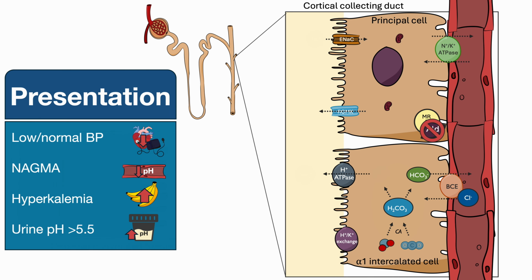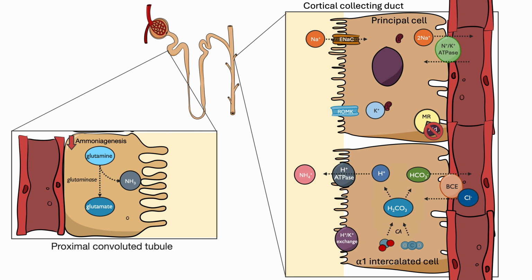Downregulated ammoniogenesis plays a larger role in a type 4 RTA. This is because in chronic hyperkalemia, ammoniogenesis in the proximal convoluted tubule is downregulated. We briefly touched on this mechanism in the acid-base handling by the cortical collecting duct module. When extracellular potassium is high, potassium moves into cells. To maintain electroneutrality, hydrogen shifts out of the cells, resulting in high intracellular pH.